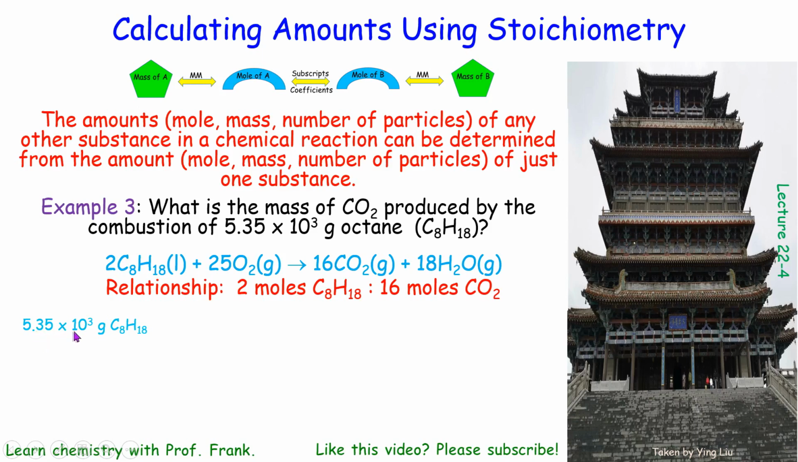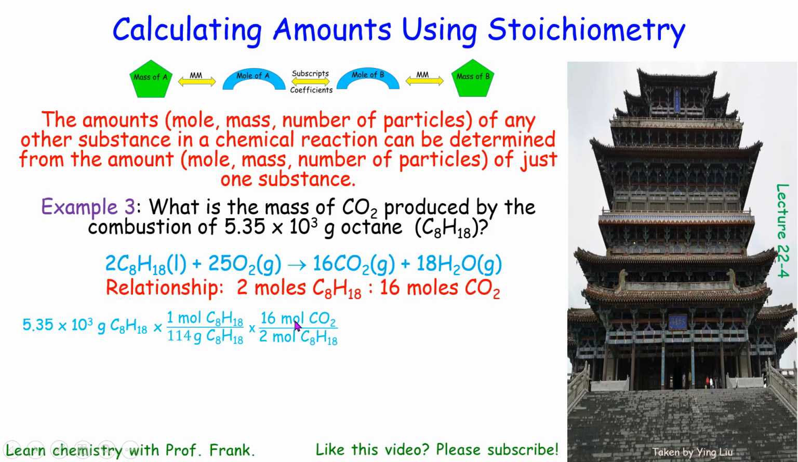We'll start from what is given, 5.35 kilograms of octane. First, we need to convert that from grams to moles of octane, so that those grams are cancelled. Now we can apply stoichiometry, converting from moles of octane to moles of carbon dioxide using the coefficients in the balanced equation. So now moles of octane are cancelled.